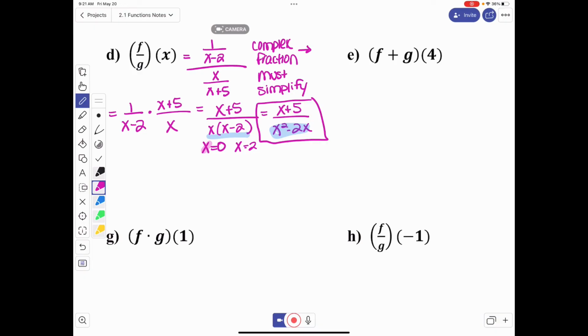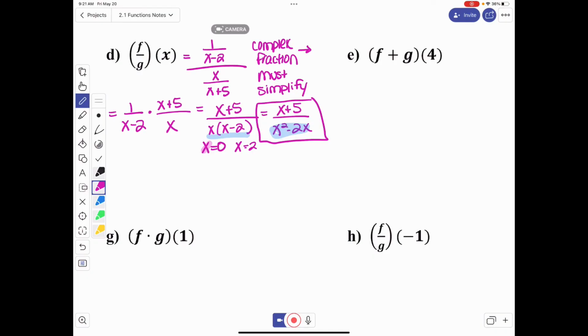All right, on G, this is where I was multiplying them, but now I'm going to plug in a 1. So I'm going to look back up at C. So I have 1 over 1 minus 2, and then 1 over, because I'm plugging in 1 for x, 1 plus 5. So I have 1 over negative 1 times 1 over 6. So that's going to give me negative 1/6.